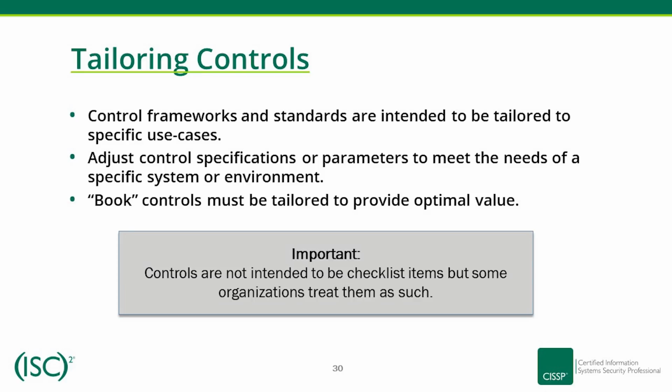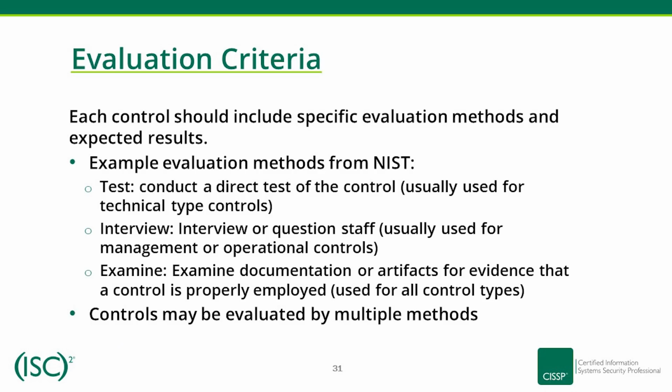Tailoring controls. Control frameworks and standards are intended to be tailored to specific use cases. Adjust control specifications or parameters to meet the needs of a specific system or environment. Controls must be tailored to provide optimal value. Important. Controls are not intended to be checklist items, but some organizations treat them as such.